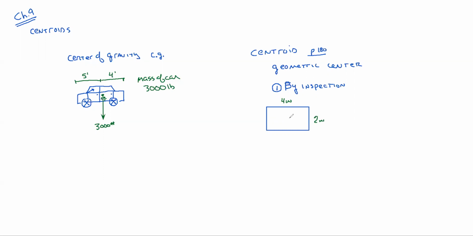you would say, well, that's easy, Rick. It's clearly exactly right here, 2 inches this way, which happens to be 2 inches this way, and it's 1 inch this way, which happens to be 1 inch this way, right? Geometric center. We could do lots of them. Ovals, right? Ovals have a geometric center that can be found by inspection as long as it's homogeneous.